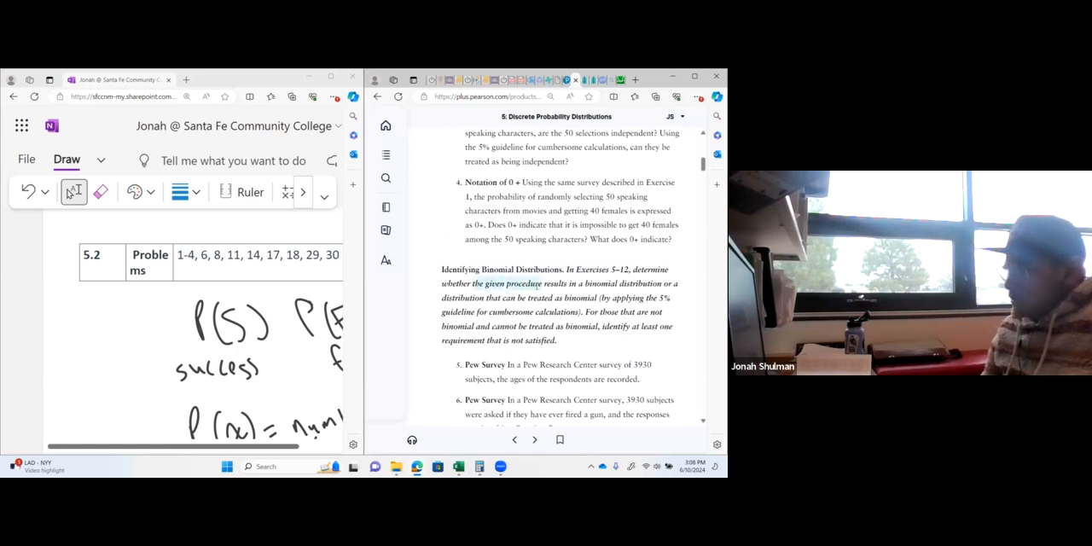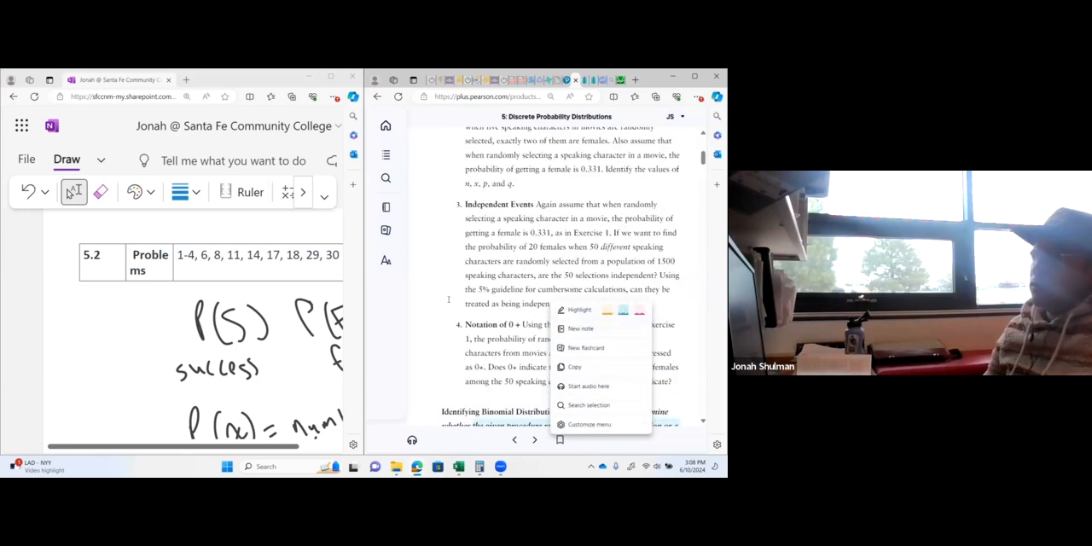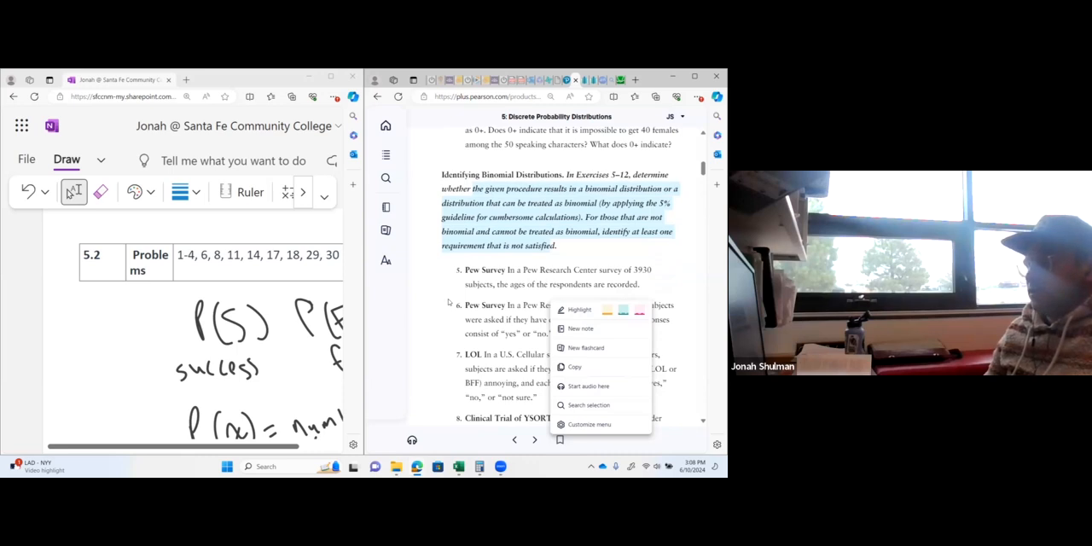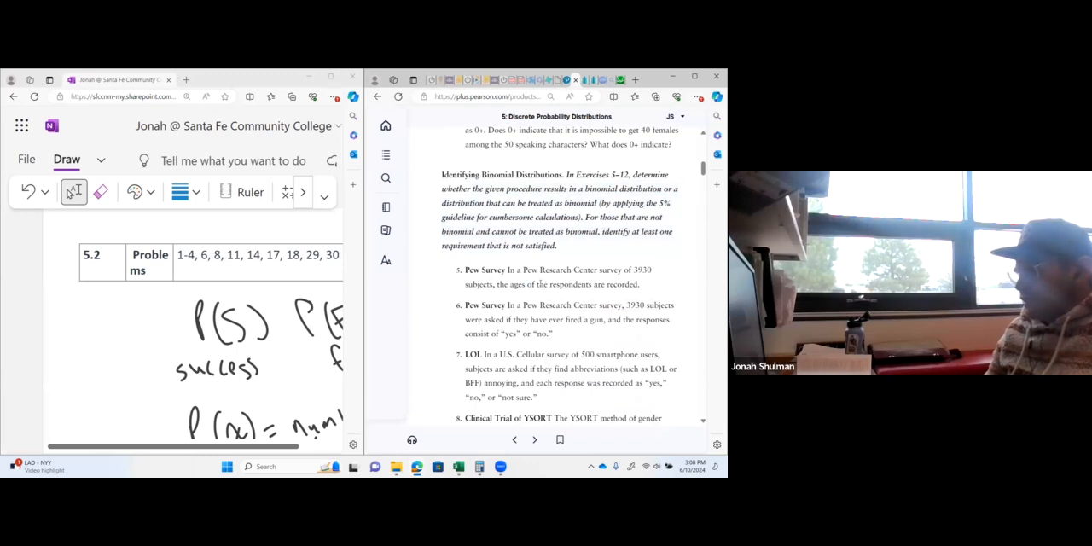Learn whether the procedure can be treated as a binomial by providing the 5% guideline for cumbersome calculations. For those that are not binomial, identify at least one requirement that is not satisfied. Okay, so for all of these, you have to look at the satisfaction. Number 5 is not wrong because it has to just be one or the other. It's got to be a yes or no. For number 6, it is yes or no.